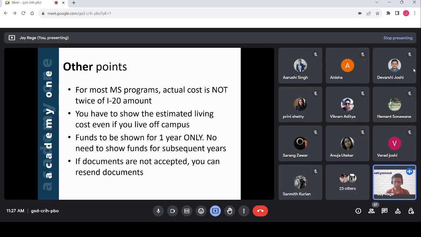In some cases, for example, if you look at Georgia Tech, what they do is they assume that in 1 year you will complete all 3 semesters.